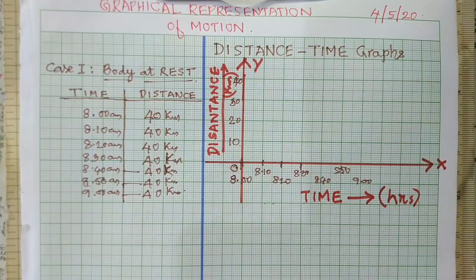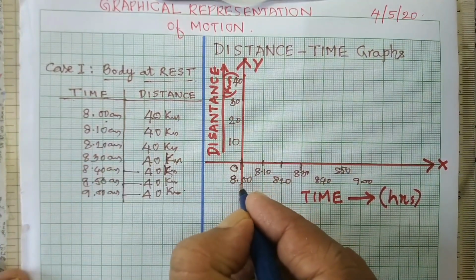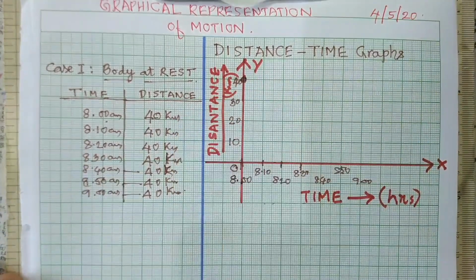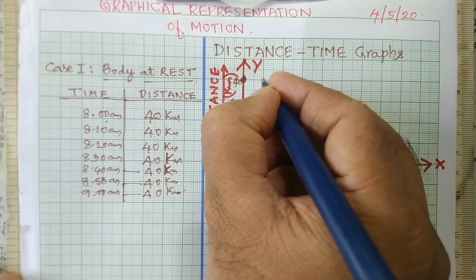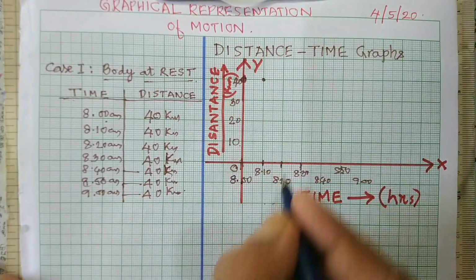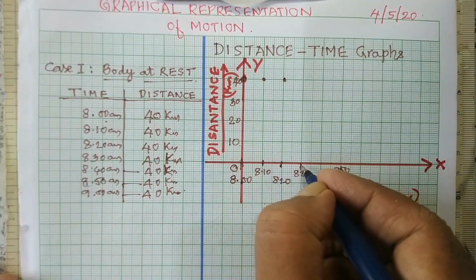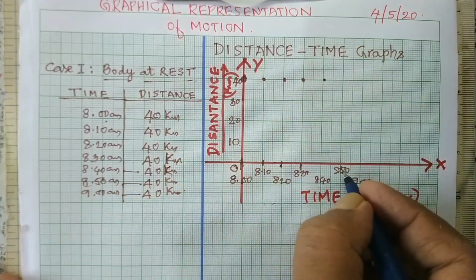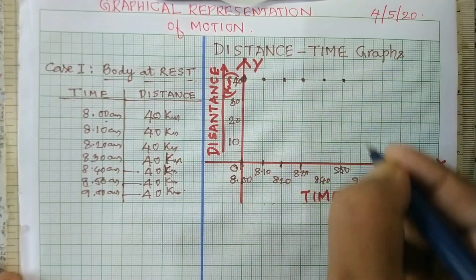Now I am plotting the graph points. Observe carefully. From this diagram, at 8 a.m. it is 40 kilometer. Where is the 40 kilometer? This is the 40 kilometer point at 8 a.m. At 8:10, how much? 8:10 is also 40 kilometers, so you put the point here. At 8:20 again 40, at 8:30 again 40, at 8:40 again 40 kilometer. Every 10 minutes it is 40 kilometer.